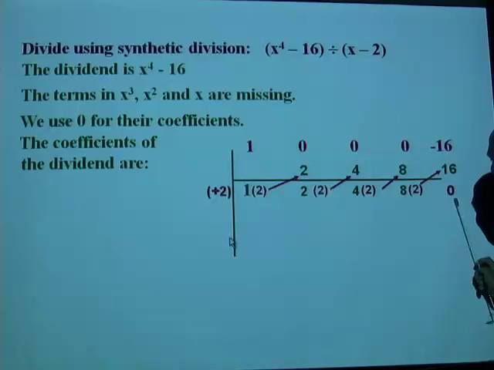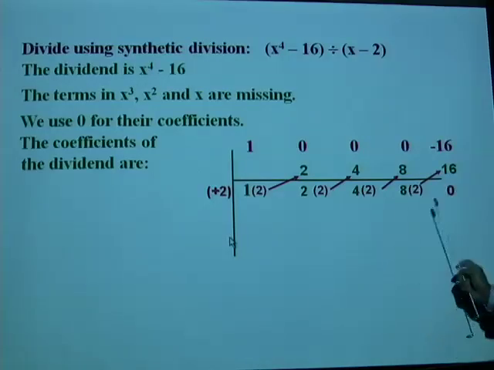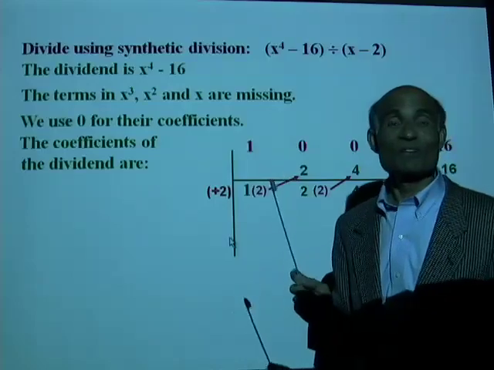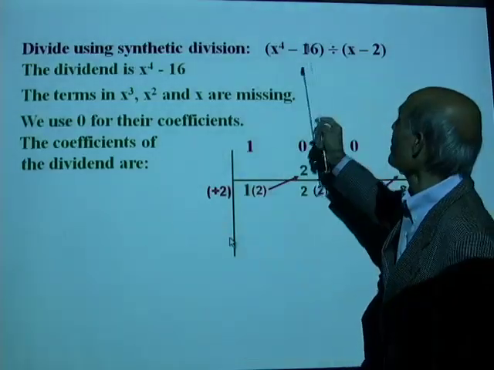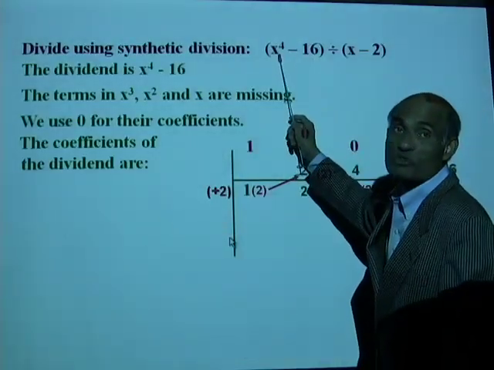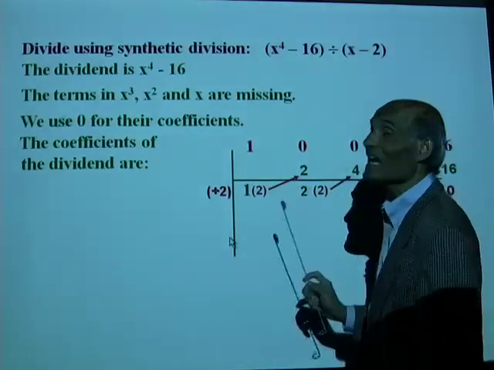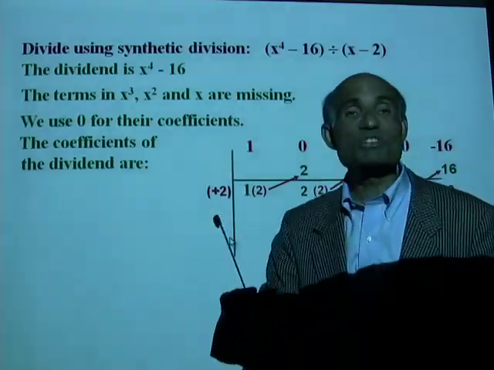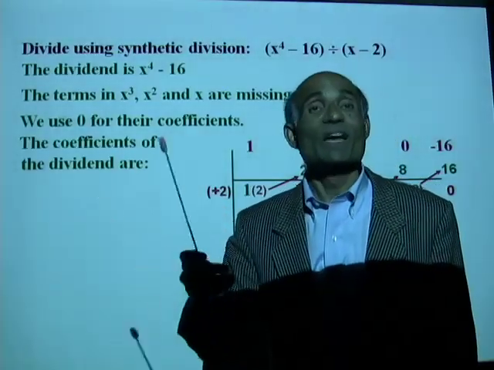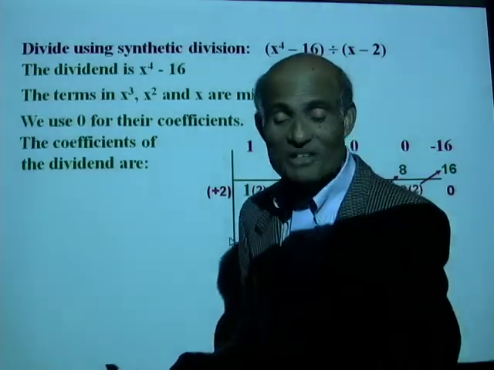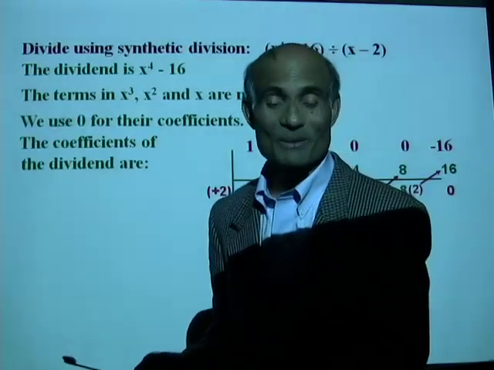What does this represent? It tells you that the remainder is 0. That's right. What does that mean, the remainder is 0? When the polynomial x to the power of 4 minus 16 is divided by x minus 2, it does not leave a remainder. It means x minus 2 is a factor of that polynomial.